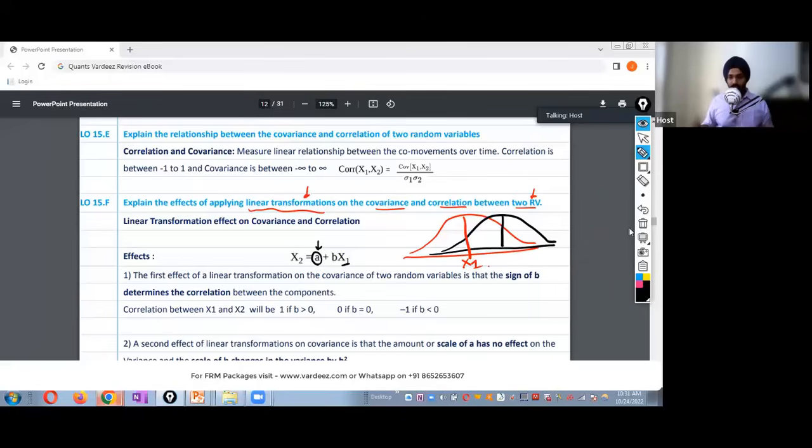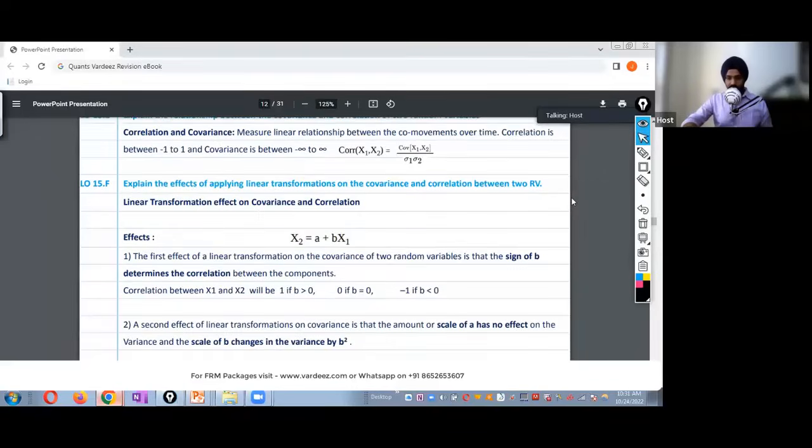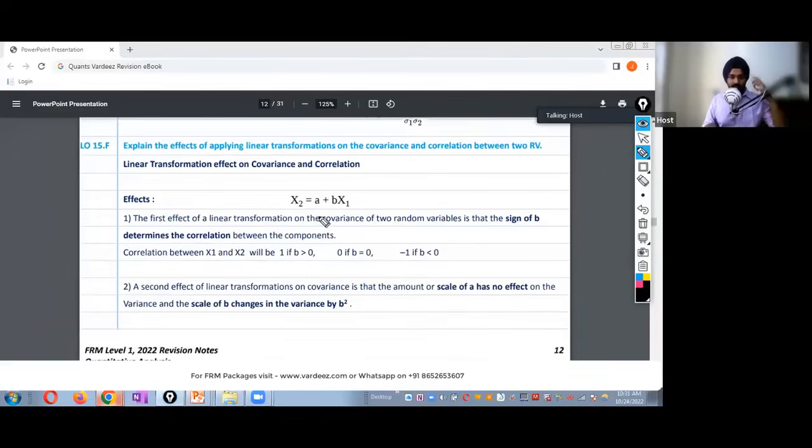So it moves away. Now, the same thought process is what we need to understand for the effect of linear transformation on covariance and correlation. So first effect, if we have this kind of a model, x2 is equal to a plus b x1, the first effect of a linear transformation on the covariance of two random variables is that the sign of b determines the correlation between the components.